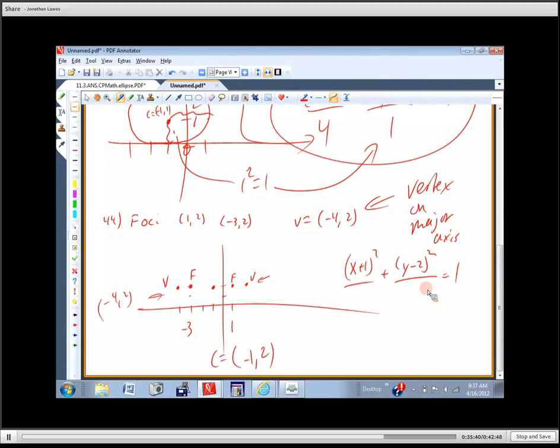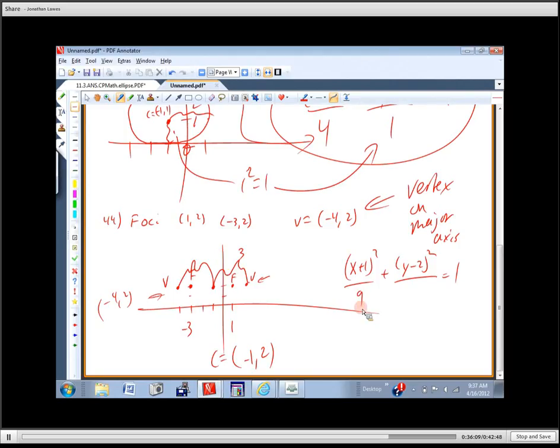How far is it from here to there? From here to here. 1, 2, 3, right? So since that's 3, we square that number, we get 9, put it under the x.